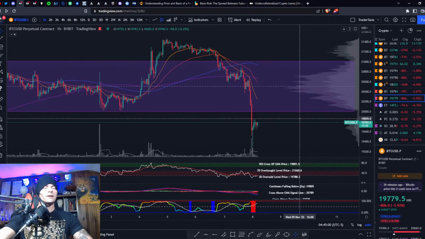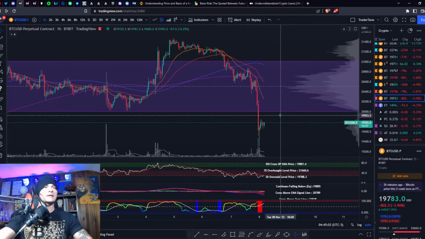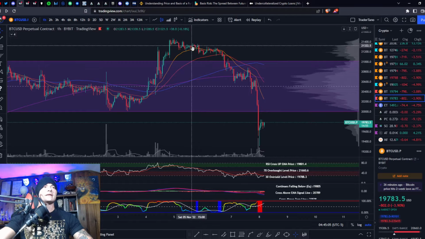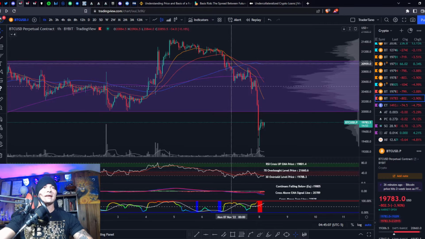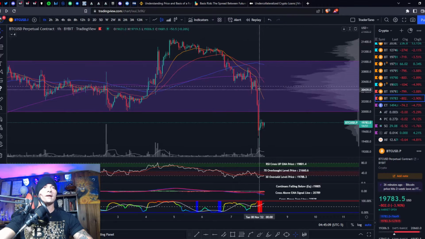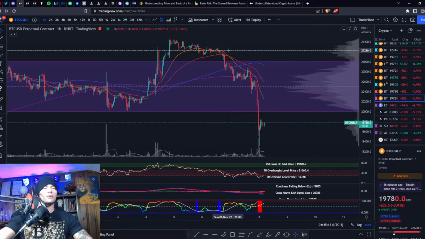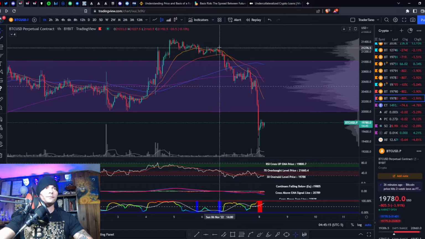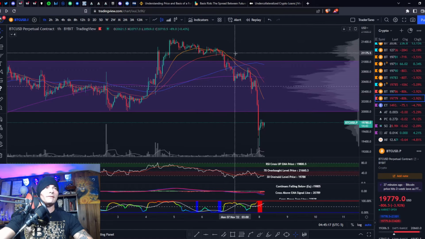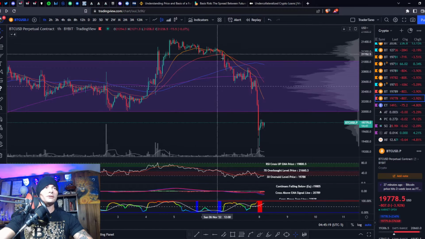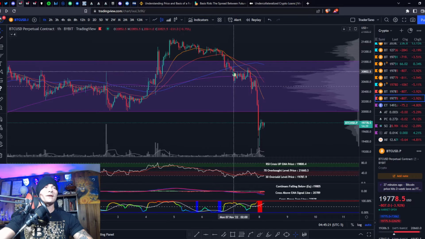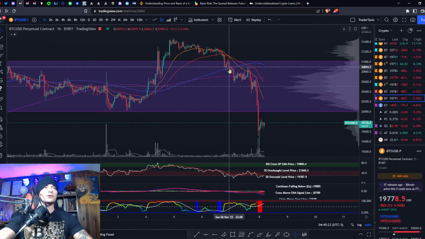So here we have Bitcoin, and obviously volatility has begun, as we talked about, and there's more to come. So let's go over the story and which way we think it's going to go. So your moving averages, like we said, you did break back into the range. When that happened, this was a confirmed bull trap.